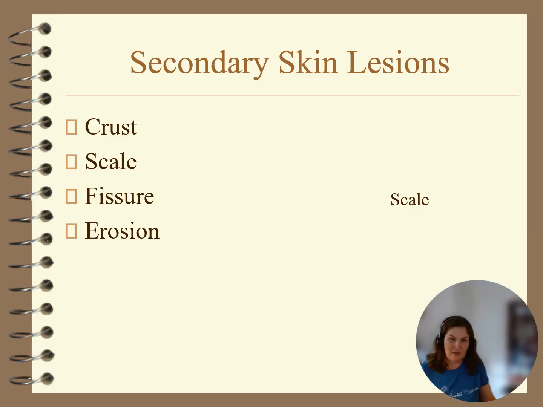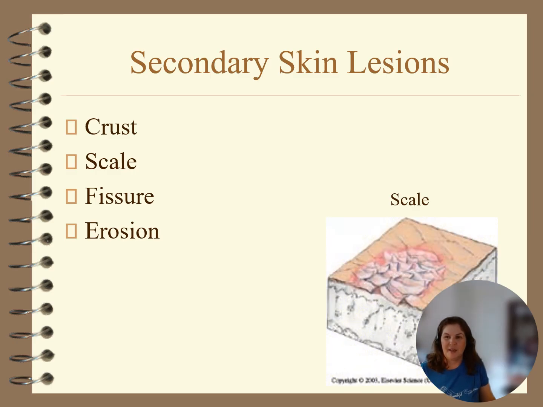Secondary lesions. These are your crust, your scale, your fissure, your erosion. There's your scale. This is a change in a primary lesion. Crust, dried serum, blood or purulent exudates. So a scab, right? Slightly elevated, size varies, brown, red, black, tan, straw.